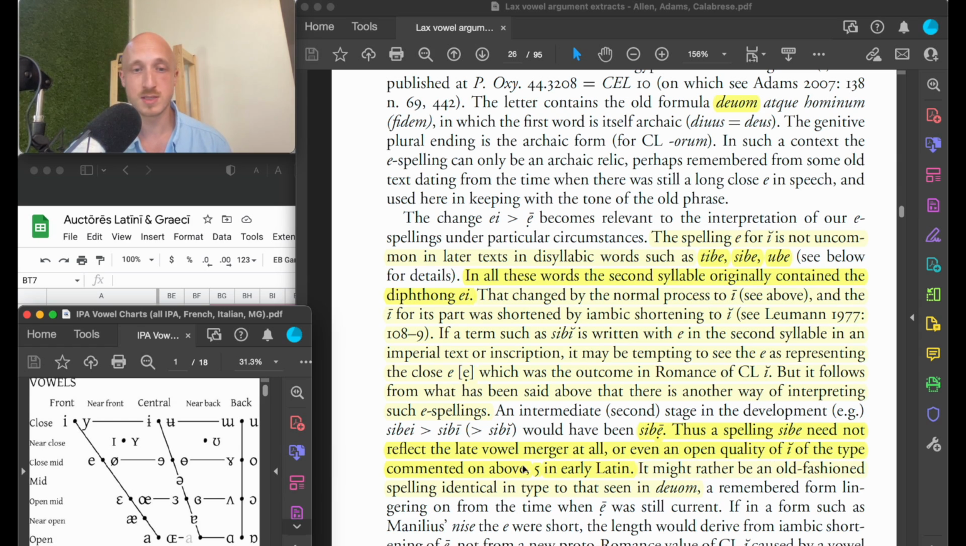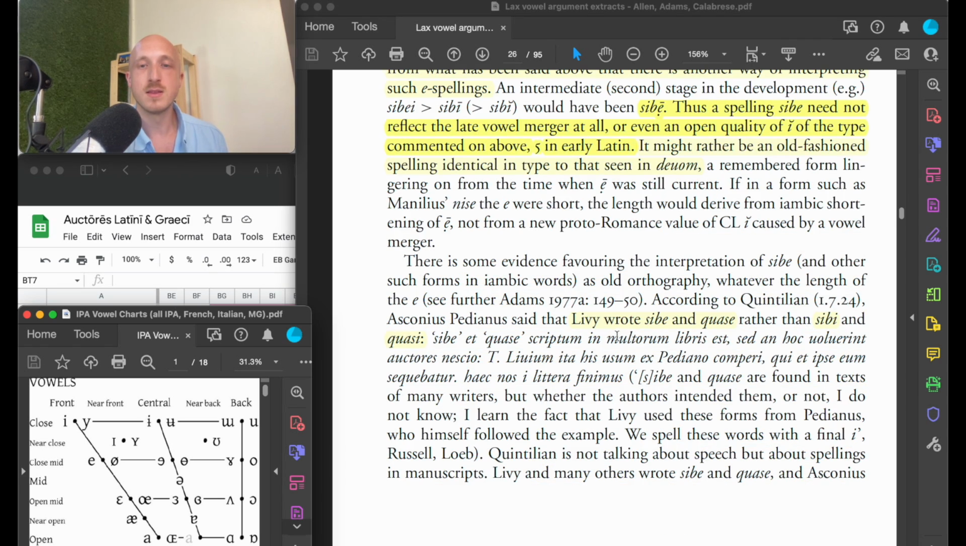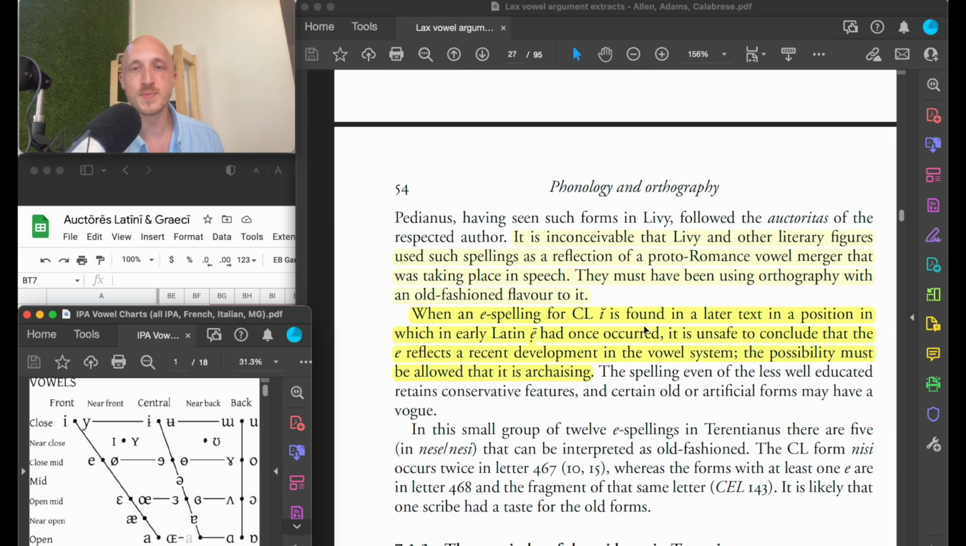Thus, the spelling sibe need not reflect the late vowel merger at all, or even an open quality of e of the type commented on above in early Latin. It might rather be an old-fashioned spelling identical in type to that seen in deum. Absolutely. Also, it could be like Quintilianus said about heri instead of heri. Livy wrote sibe and quasi rather than sibi and quasi. So here Quintilianus is saying that he did this, but this was not how he pronounced it. It is inconceivable that Livy and other literary figures use such spellings as a reflection of a proto-Romance vowel merger that was taking place in speech.